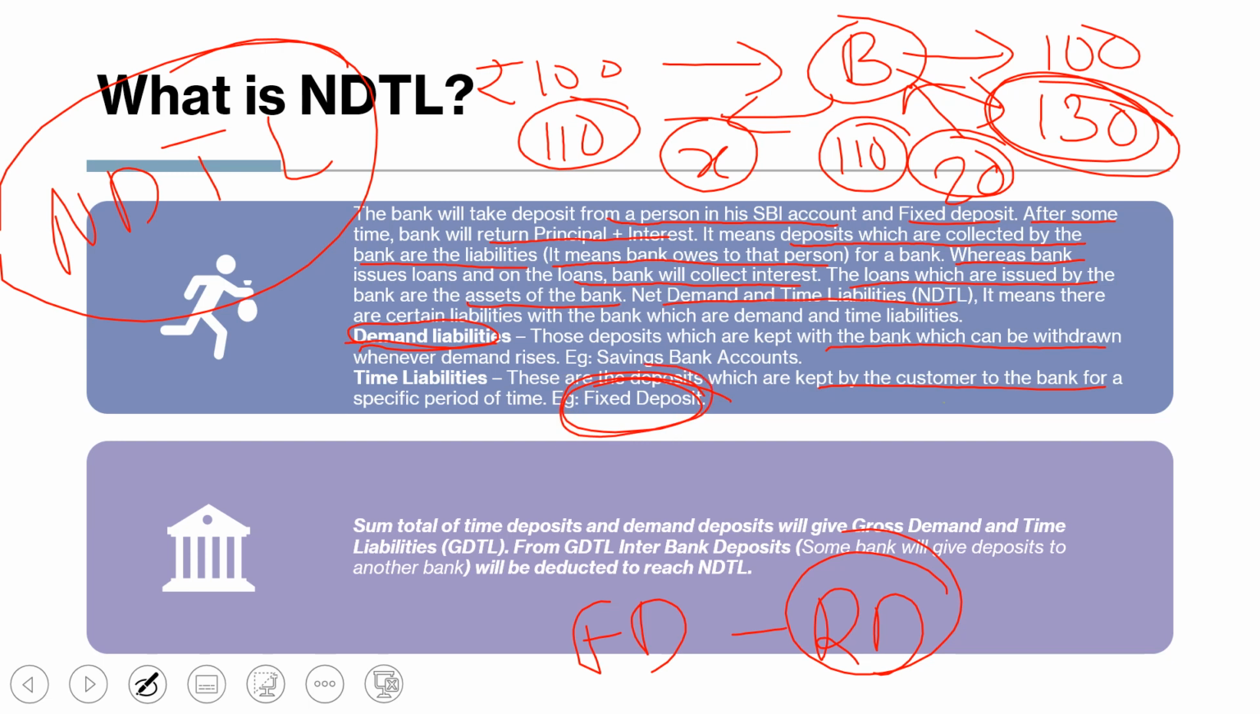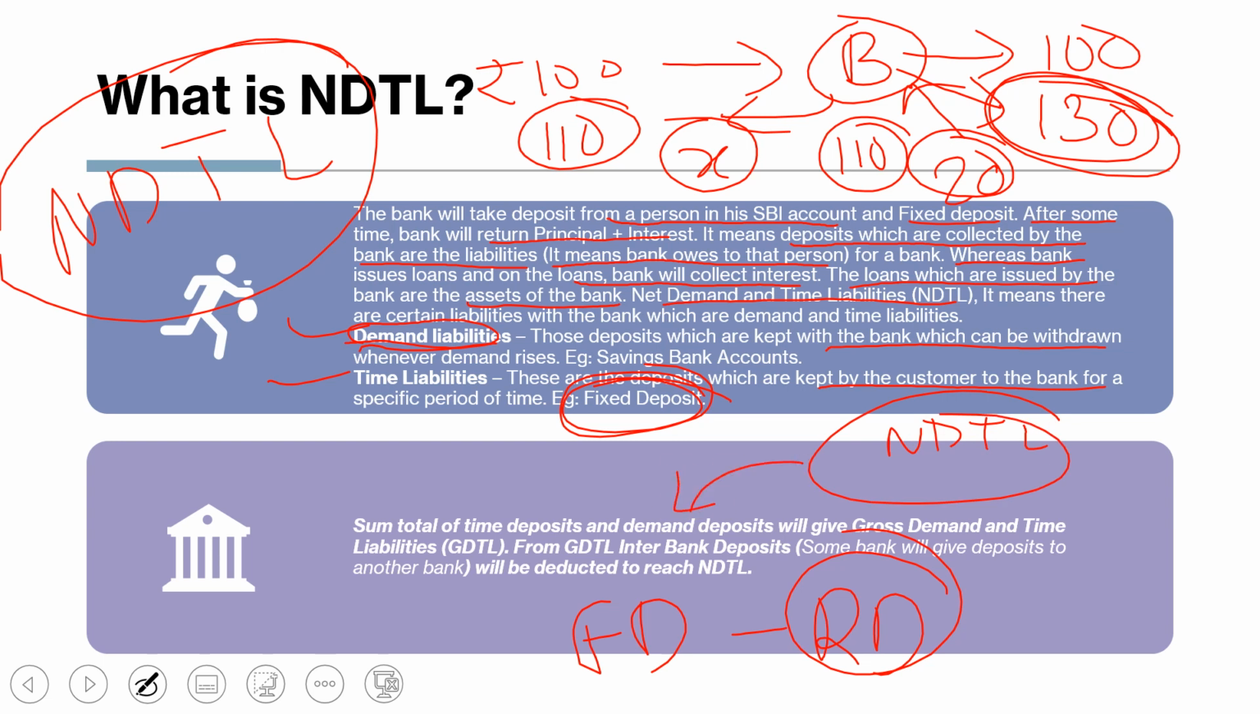That will come under time liabilities. Demand liabilities are the money you are keeping with the bank in savings accounts, where you can withdraw money whenever you want. And time liabilities are where the customer has deposited money in the bank for a specific period of time. That will be your time liabilities. Now what is NDTL exactly?